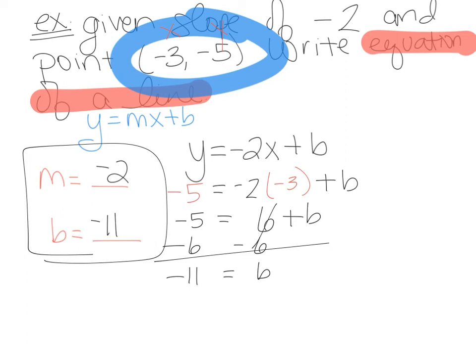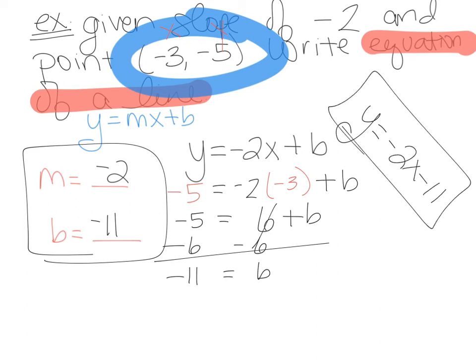So can I circle this and be done? Nope. I got to write my equation. So what's it going to look like? Y equals -2x minus 11. And I'm done. Let's try another one.